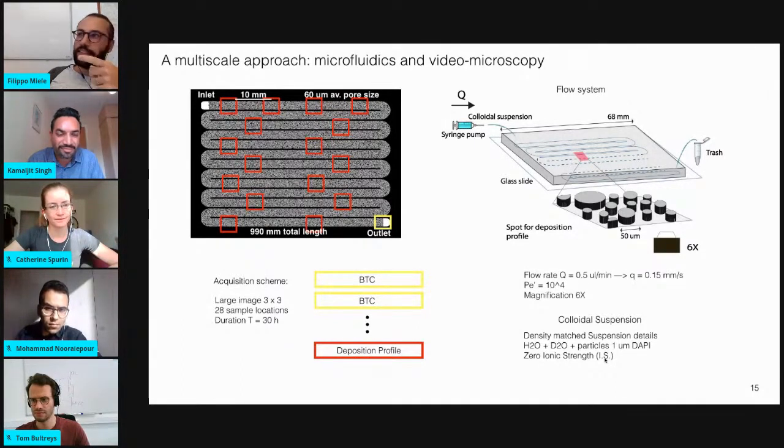So indeed, this is the mean velocity, but then of course, due to the distribution of pore size, the higher velocity could be 10 or 50 or 100 times the mean velocity.